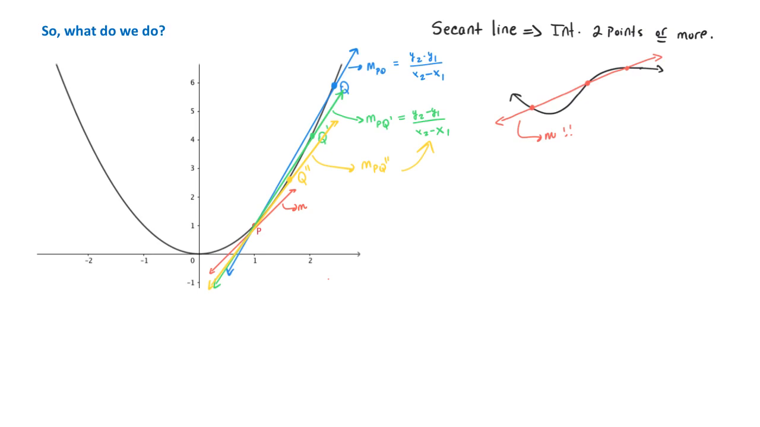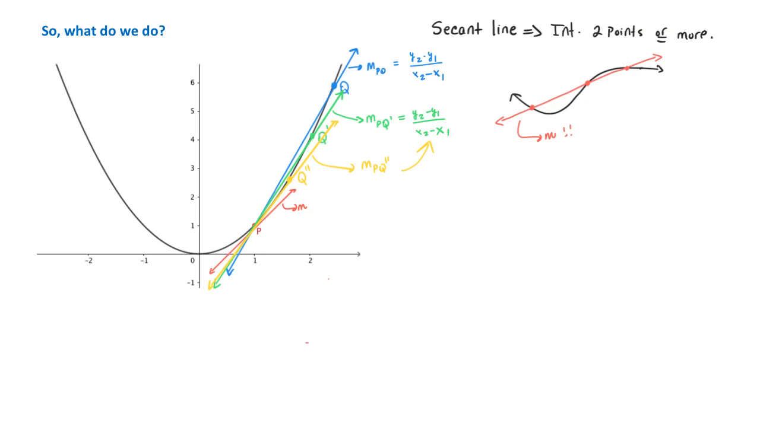What we are doing is moving the point Q that we started with. We have been moving that point closer and closer and closer to P. We have been drawing secant lines. A secant line has at least 2 points of intersection with the graph. We calculate the slope of that secant line, and then we're going to start collecting those slopes.